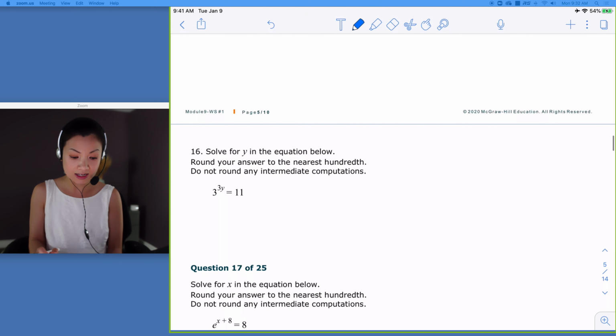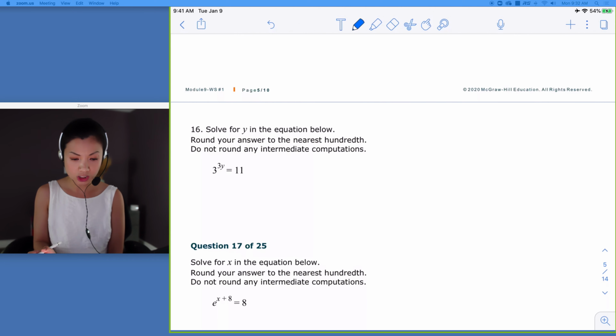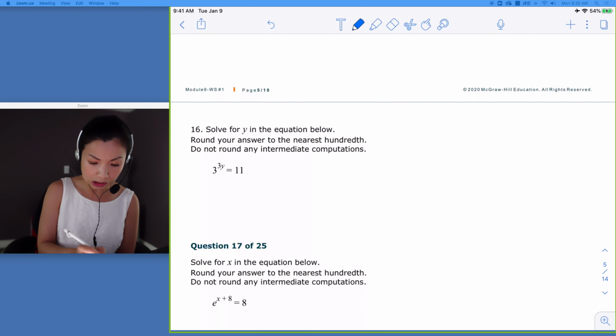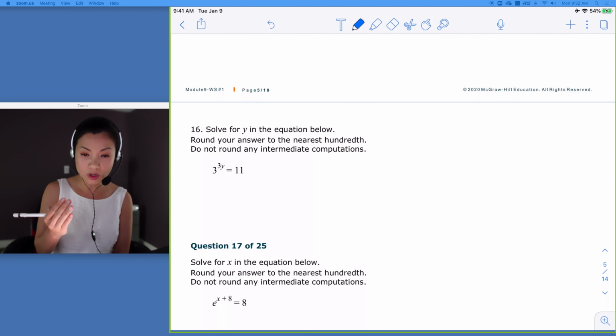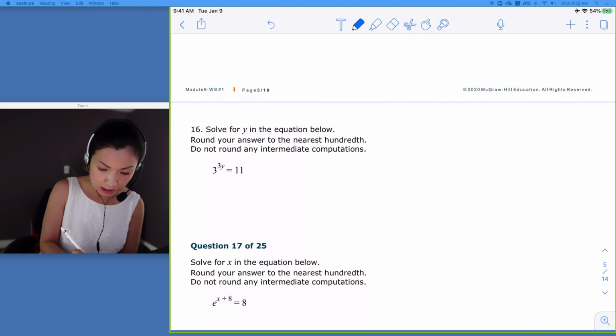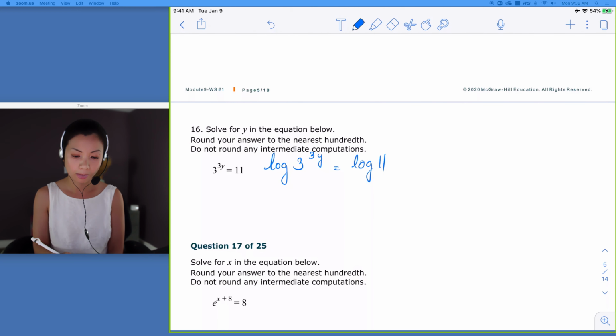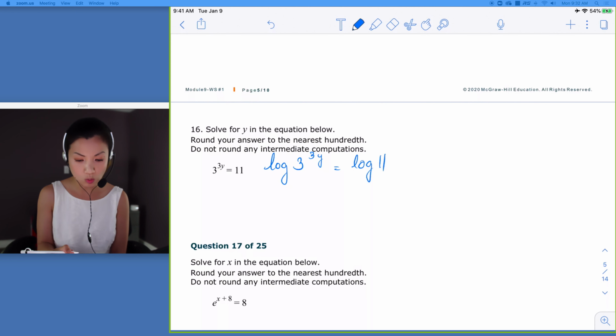Now, number 16. The problem with number 16 is there's no way I can rewrite 11 to get the same base as 3. So what can we do? We're going to apply the log function. So I'm going to apply log or ln so we can use the properties to rewrite. So how do I do it? I'm going to apply, like I said, log to 3^(3y) and 11. By the way, you can use ln if you want.